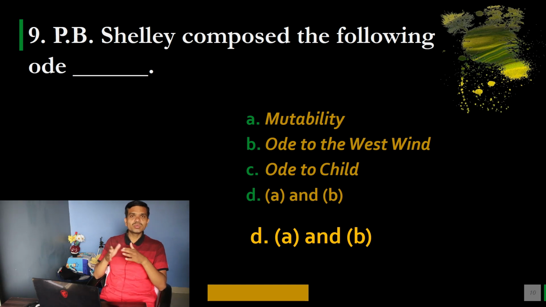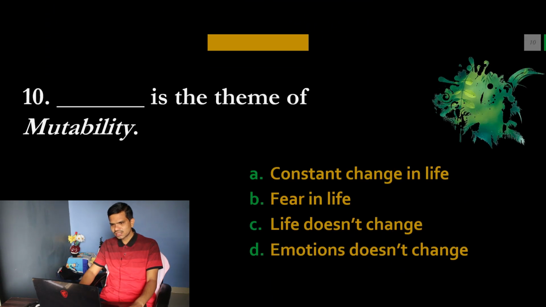Dear students, Ode to the West Wind is a famous ode in English literature. If you read this ode, you find it is directly addressed to the wind, an entity, a thing, wind. So here we have the great skill of composition of P.B. Shelley in this ode, and again we have his another ode called Mutability. Both odes are composed by P.B. Shelley. Let's move to the next question.